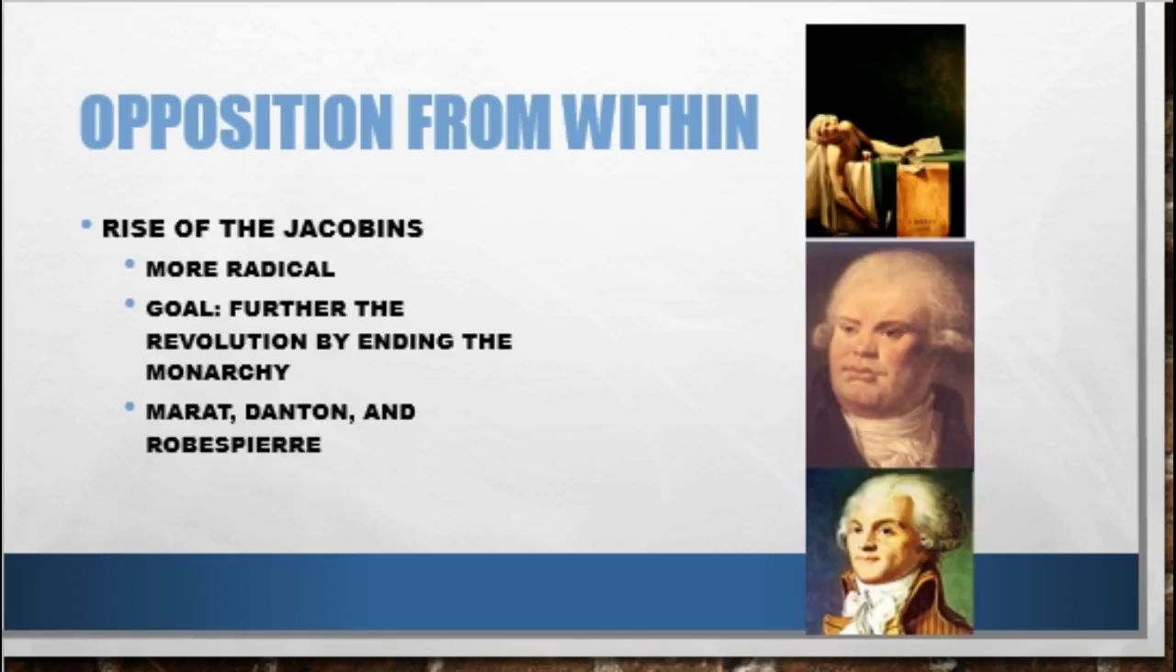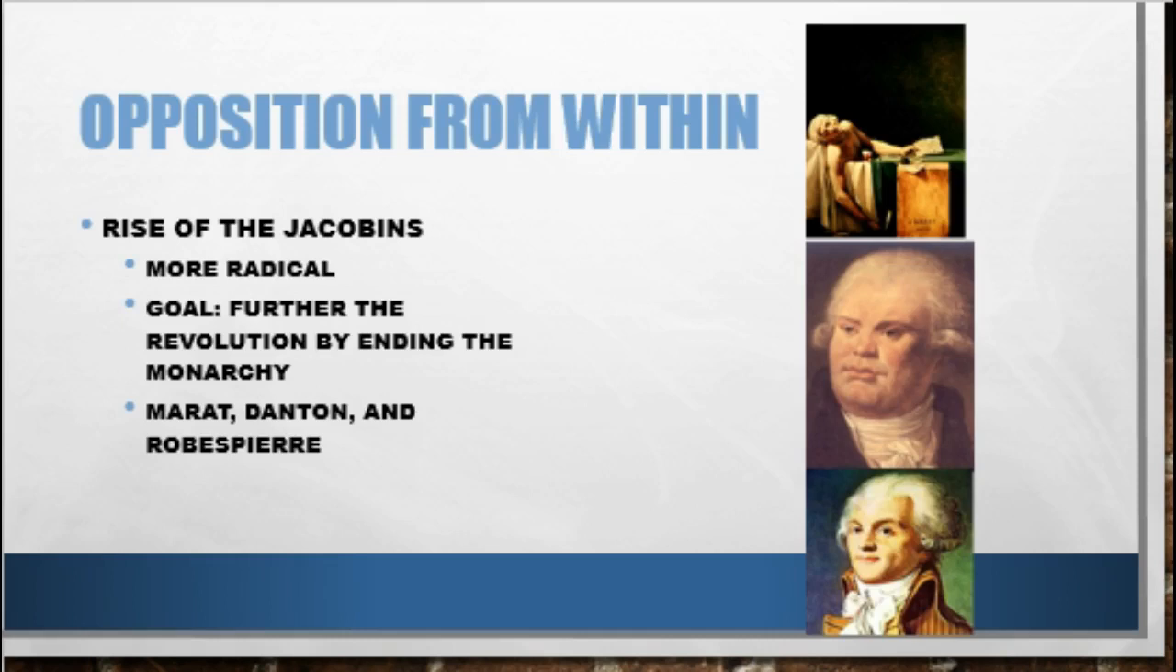So as we said, these political clubs, in particular the Jacobins, were meeting and discussing more far-reaching and radical solutions to the problems plaguing the new government in France. All right? And we need to understand some of the big dogs of the Jacobins. They included Marat, Georges Danton, and Maximilien Robespierre.